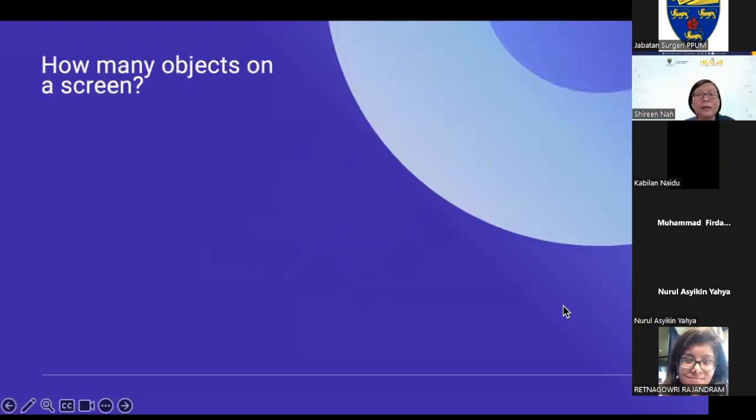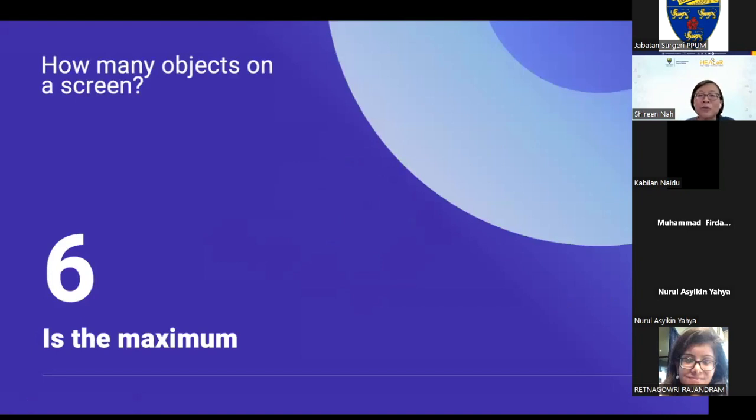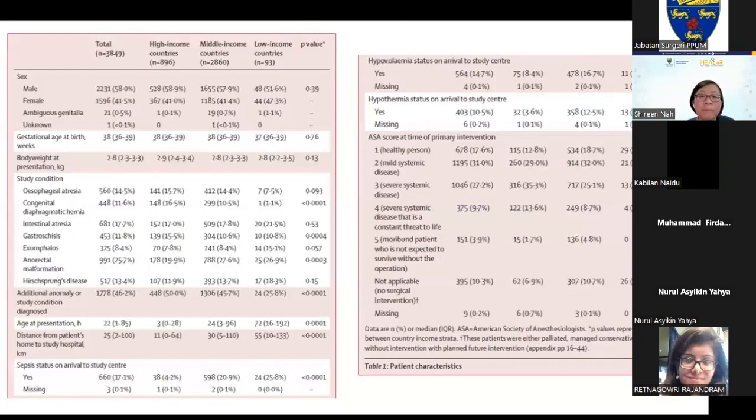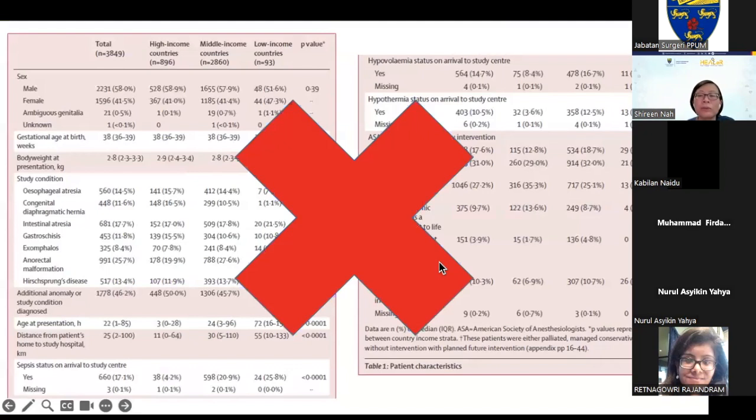So, 6. How many objects on the screen? 6 is the maximum because you want them to focus on the important points, yeah? Sometimes you might not be able to keep at just 6, in which case you want to use more animation, in the sense that you make them appear one by one so that your audience is not overwhelmed by the amount of information on the screen. Yeah. So again, this one, no. Never, never, never.